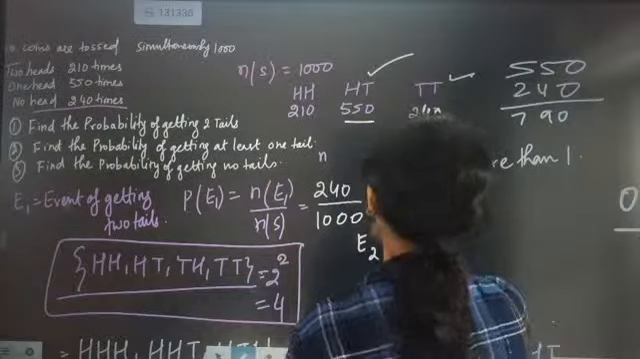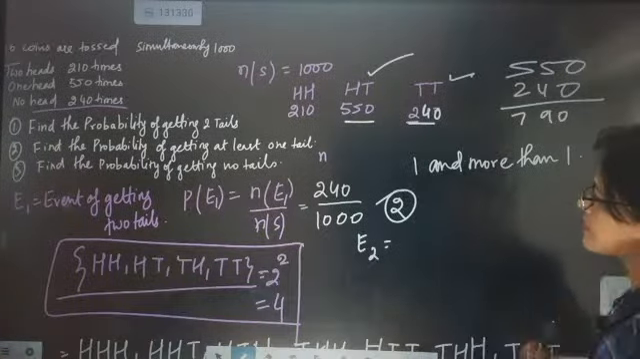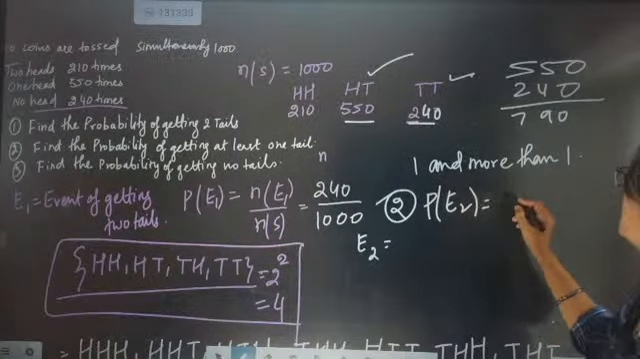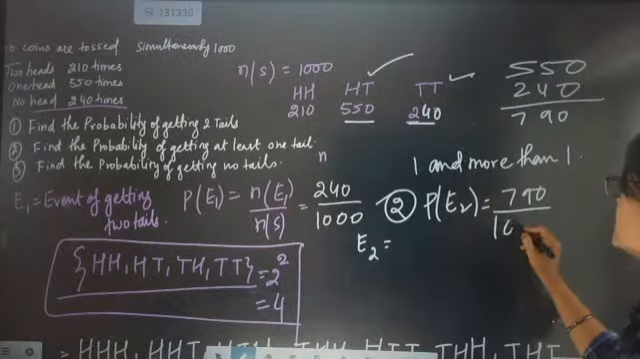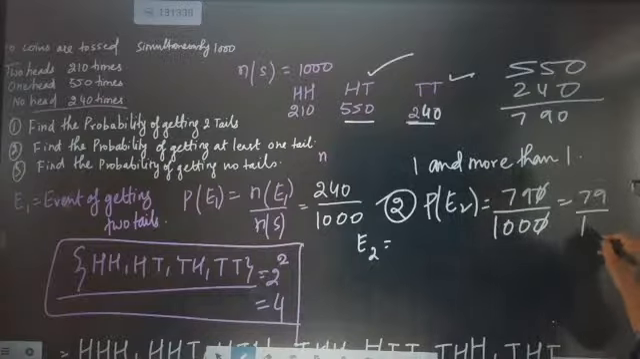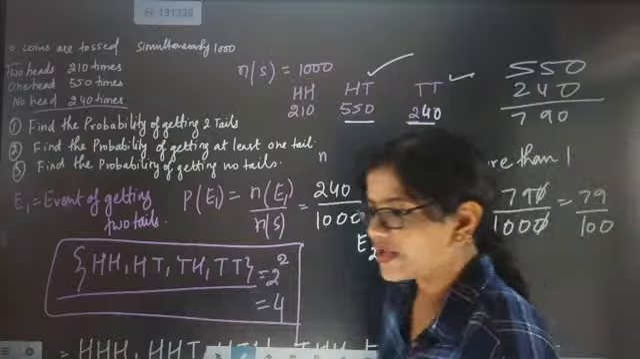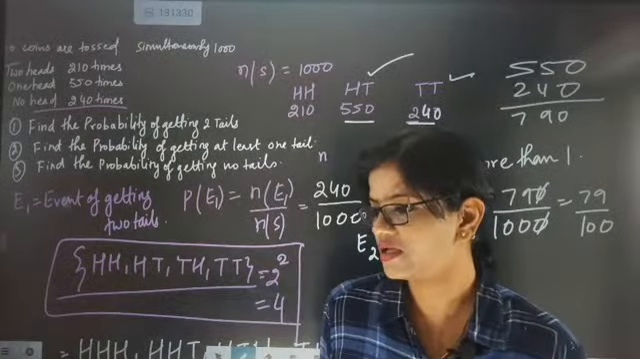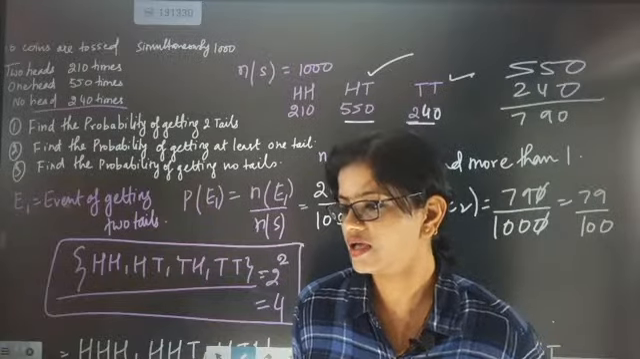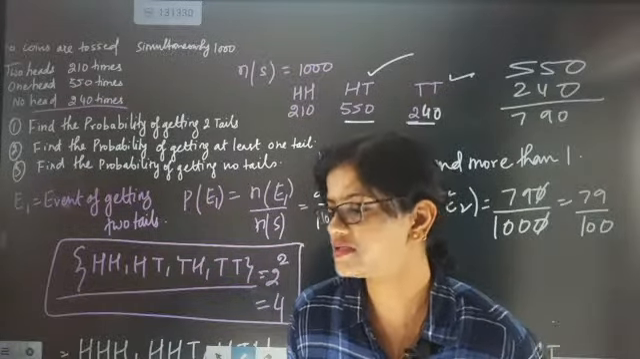Now look here. Second, the probability of getting at least one tail is 790 by 1000. So it is going to come as 79 by 100. Second answer is coming as 79 by 100. Is it okay? 79 by 100 is okay. Yeah, it's less than 1.